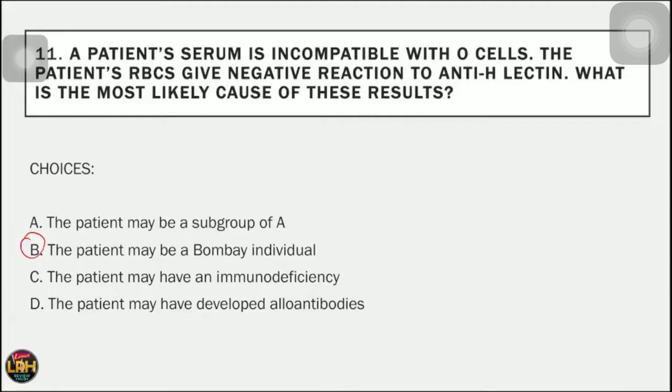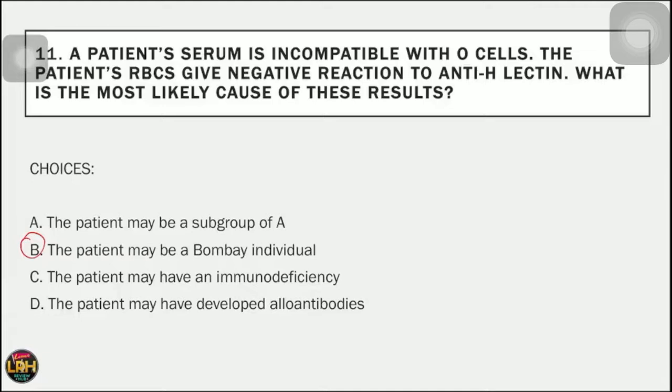What do we expect with patients with subgroup A? Subgroup A would give still a positive reaction with anti-H lectin. So anti-H lectin will still react with the red blood cells of patients that may be a subgroup of A, since they still have H antigens on their red blood cells.